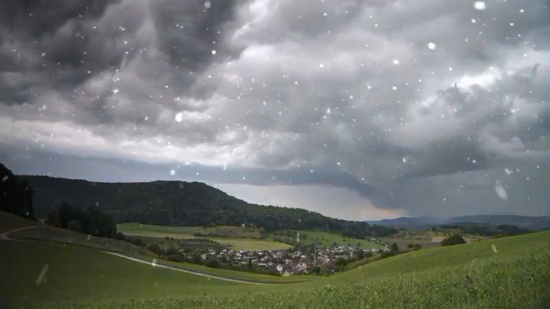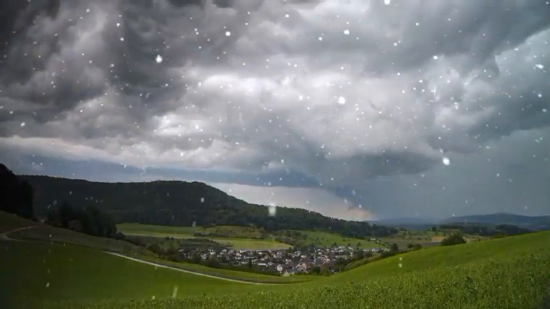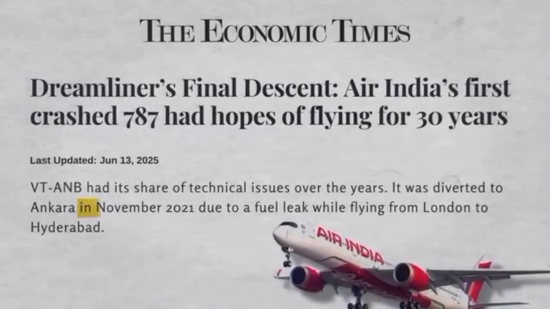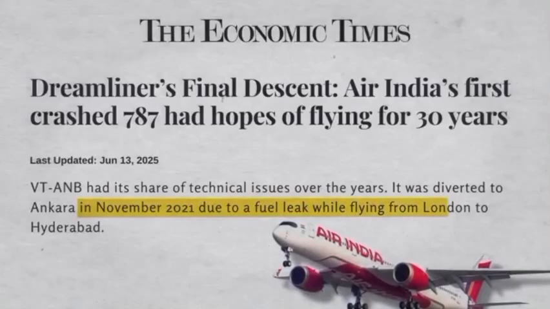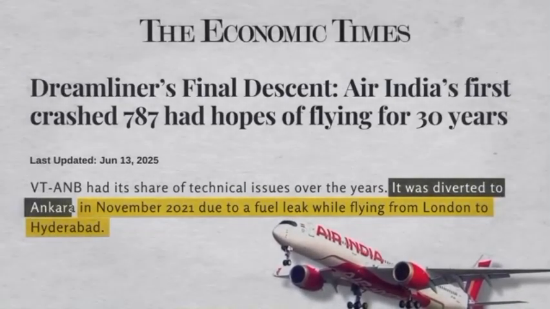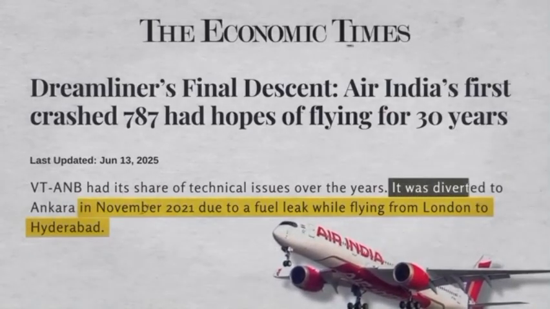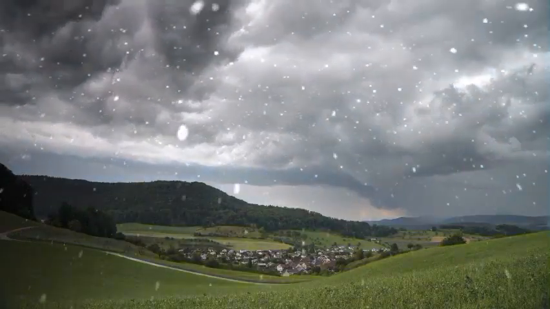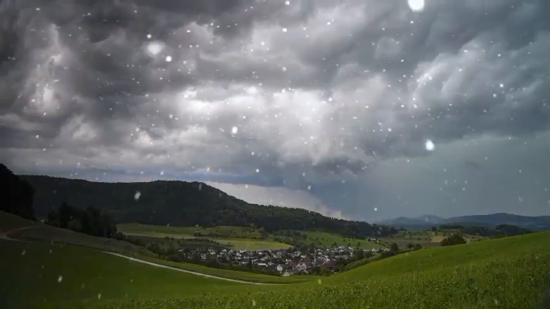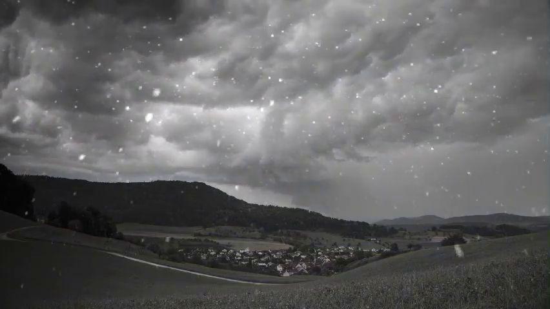Now, this plane crash, friends, this exact same plane has already faced problems. In November 2021, this plane was going from Hyderabad to London, and in between, a fuel leak was seen. Because of this, the plane had to do an emergency landing in Ankara, Turkey. Along with this, like the other Dreamliners, this plane had issues of windshield cracking and battery overheating. I had already given you an example of battery overheating, because of which, in January 2013, Dreamliners were grounded globally.